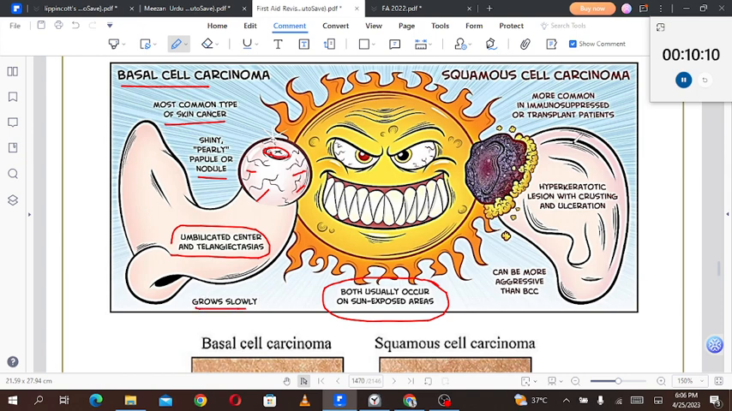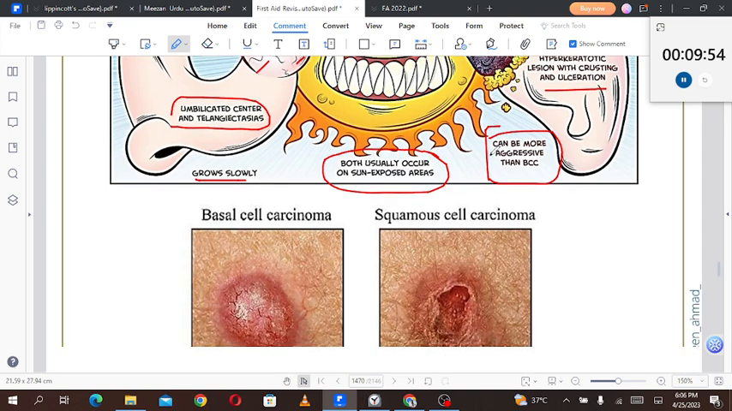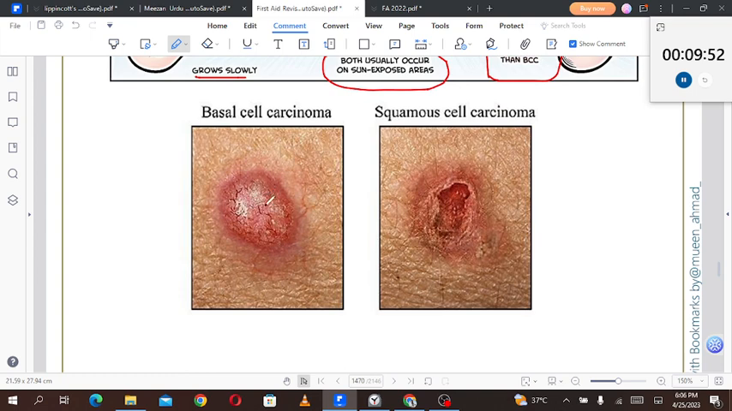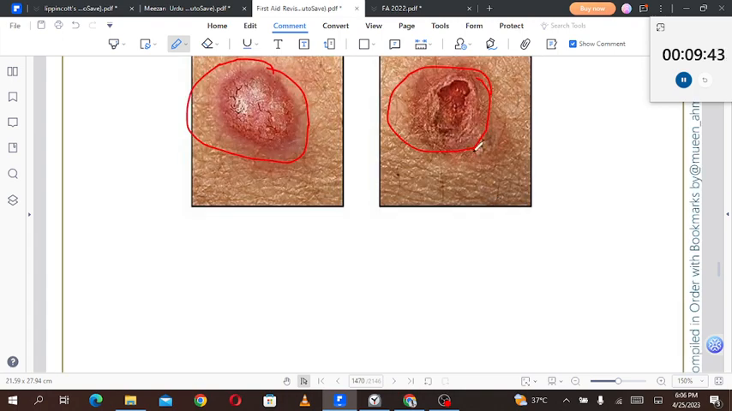In the case of squamous cell carcinoma, more common in immunosuppressed or transplant patients. Hyperkeratotic lesions with crusting and ulceration can be more aggressive than basal cell carcinoma. So this is a basal cell carcinoma with telangiectasia; an umbilicated center is not seen, but the telangiectasia are evident. In the case of squamous cell carcinoma, here you can see maybe a non-healing ulcer.